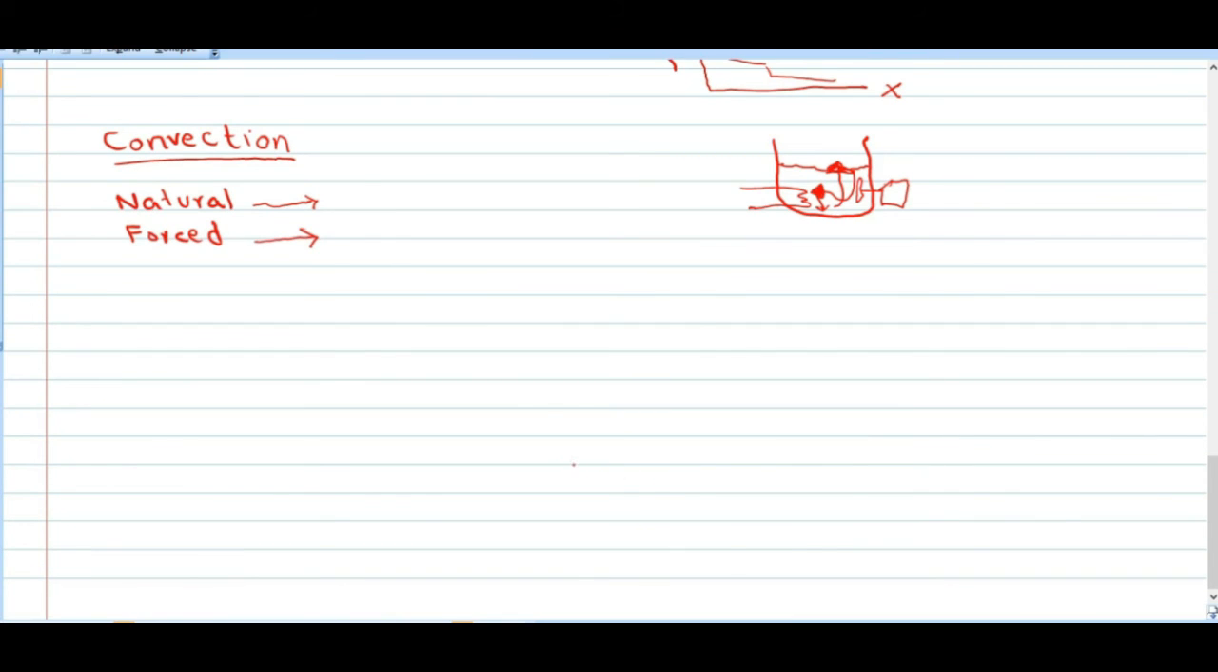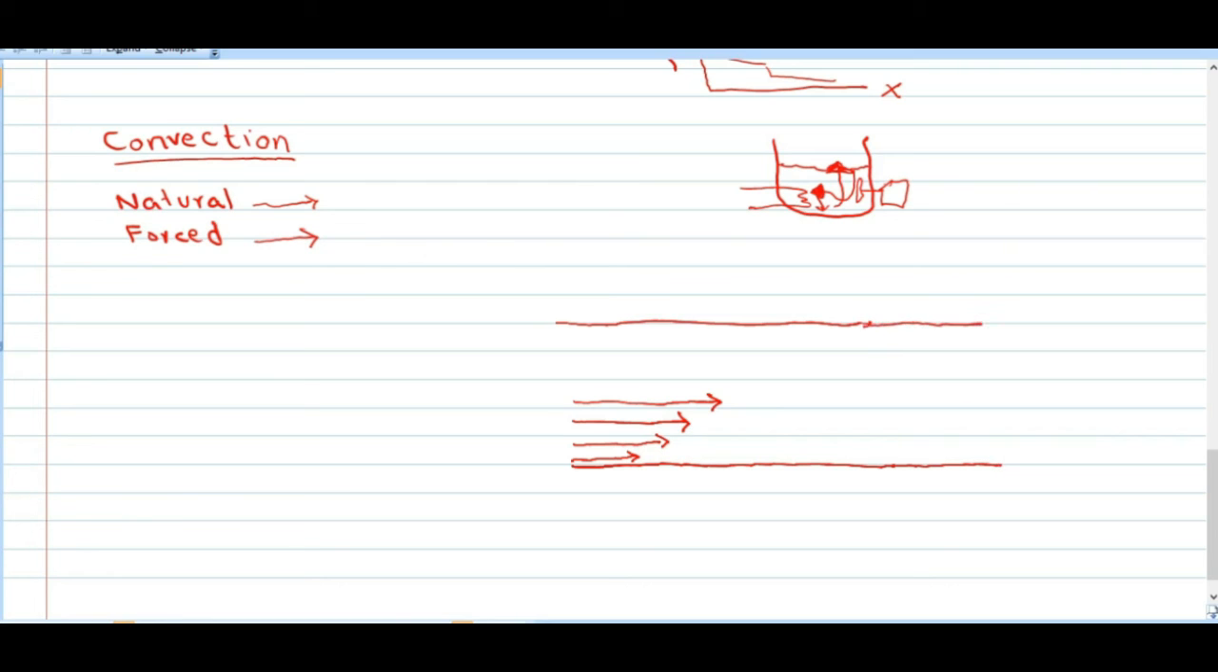Assume a hot plate over which molecules of the gas are moving. There will be a velocity gradient. The velocity of the molecules in contact with the surface is low, and this velocity goes on increasing as we move from the surface of the hot plate to the center of the pipe, or to the center between both plates. The velocity at the center between both plates is maximum. Therefore, a velocity profile is created here.